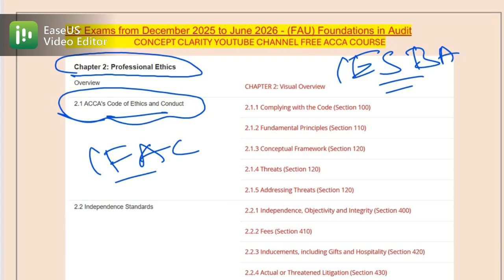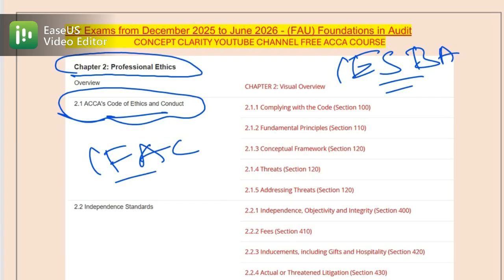And here is the key thing you have to remember. This code applies to all ACCA registered students, affiliates, and members. That means that you, right now as a student, are already bound by these ethical requirements. The moment you sign your application form to become a registered student, you commit to following this code. So this isn't just exam theory, it's real.